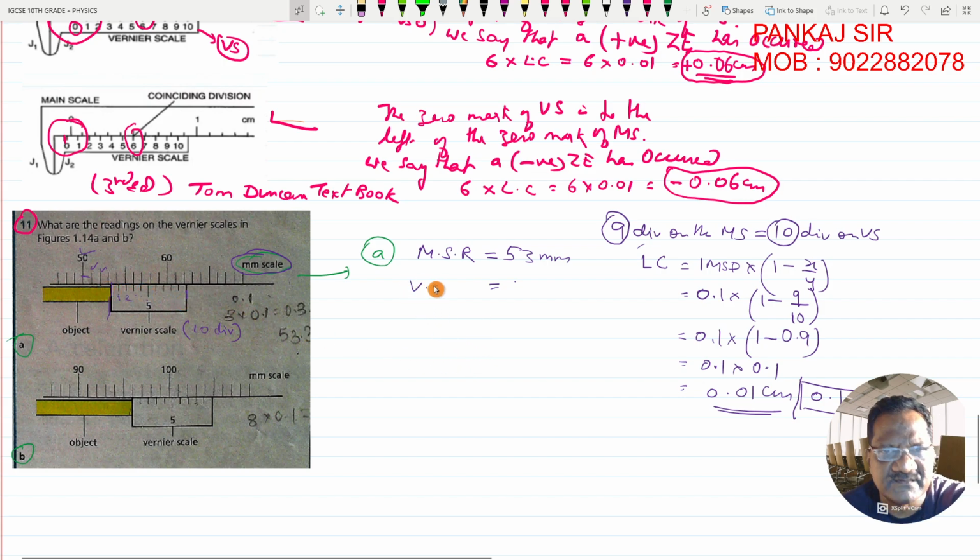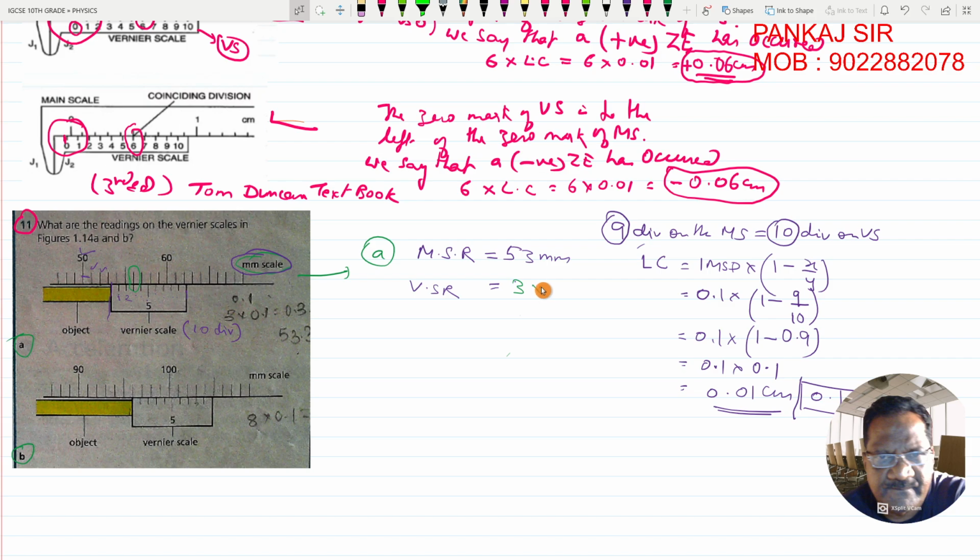Vernier scale reading is what? Now from the left, you go to the right and see which particular division of the vernier scale is coinciding exactly with the main scale division. So if I see, 0 is obviously not, the first division is also not coinciding, the second division is also not coinciding, but I can see this third division which is exactly coinciding. Can you see this third division? Yeah, this third division I have encircled with a green ink. So the third division is coinciding.